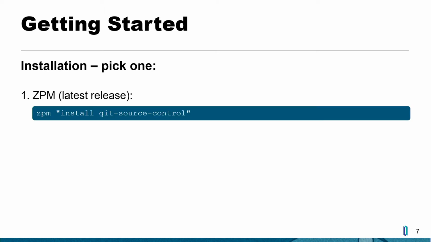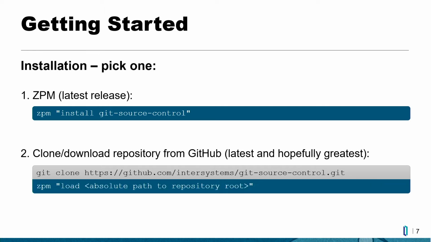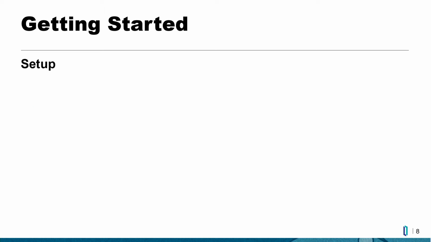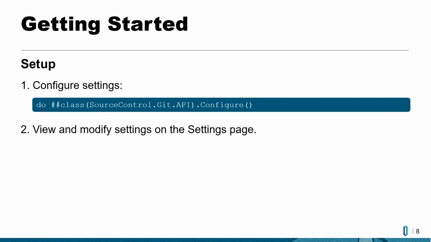To get started, it's pretty simple. You can install it using CPM, which I think is the easiest way to do it. So just CPM install Git source control. Or if you want all of the latest features that we have developed but aren't released yet, you can clone the repository from GitHub and then load it using CPM. There are a few settings that you need to do. You can run this command, and this method will walk you through all of those settings. Now, if you need to look at those settings or modify them, there is a nice web UI, which you can also look at, and it's a little bit more user-friendly than the method.